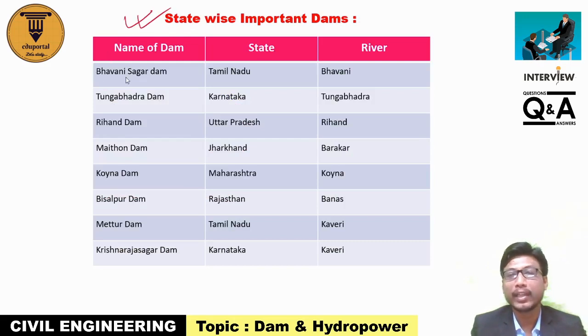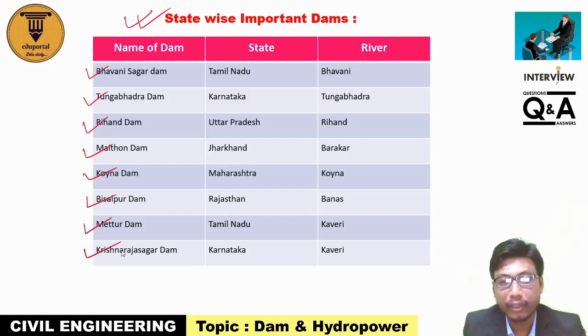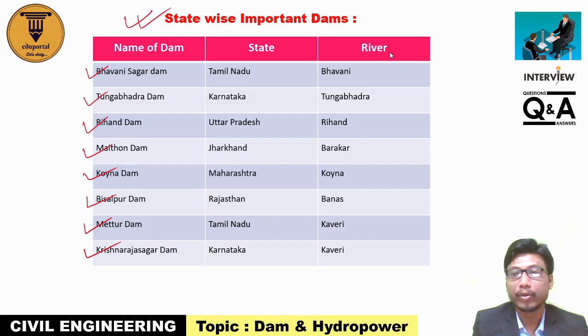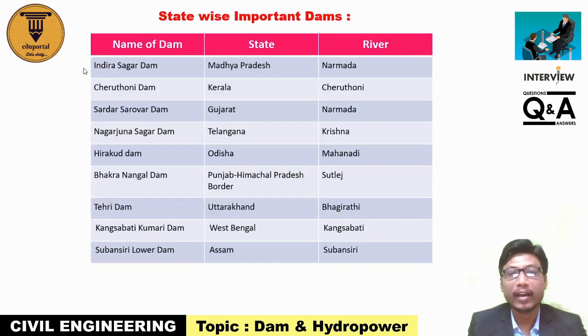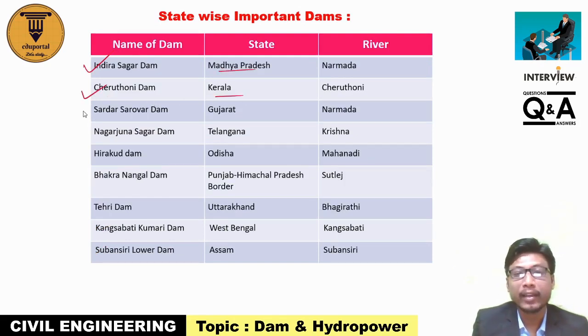So I have included a name of some important dams state-wise. So it is Bhavani Sagar Dam in Tamil Nadu, Tungabhadra Dam in Karnataka, Rihand Dam in Uttar Pradesh, Maithon Dam in Jharkhand, Koyna Dam in Maharashtra, Bilaspur Dam in Rajasthan, Mettur Dam in Tamil Nadu, Krishna Raja Sagar Dam in Karnataka. So also study the name of the rivers. Okay, and next is Indira Sagar Dam in Madhya Pradesh, and Cheruthoni Dam in Kerala, Sardar Sarovar Dam in Gujarat, Nagarjuna Sagar Dam in Telangana, Hirakud Dam in Odisha.